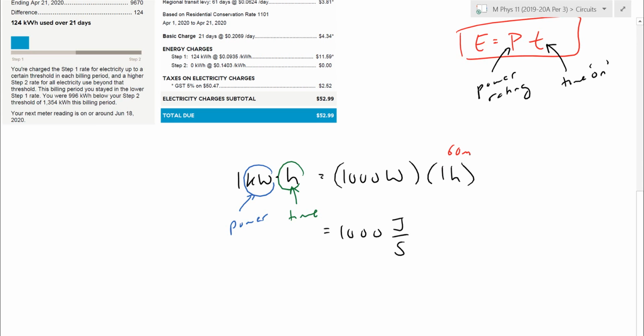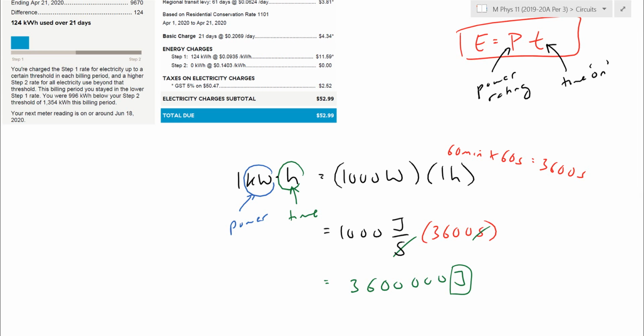For 1 hour here, you can do it in your head. 1 hour is 60 minutes. 60 minutes has 60 seconds. So 1 hour is actually 3,600 seconds. So by designing the unit kilowatt hour, you notice that the seconds here cancel out. 1 kilowatt hour is actually equivalent to 3,600,000 joules. So the joule, the SI unit that we like, happens to be a very, very small amount of energy.